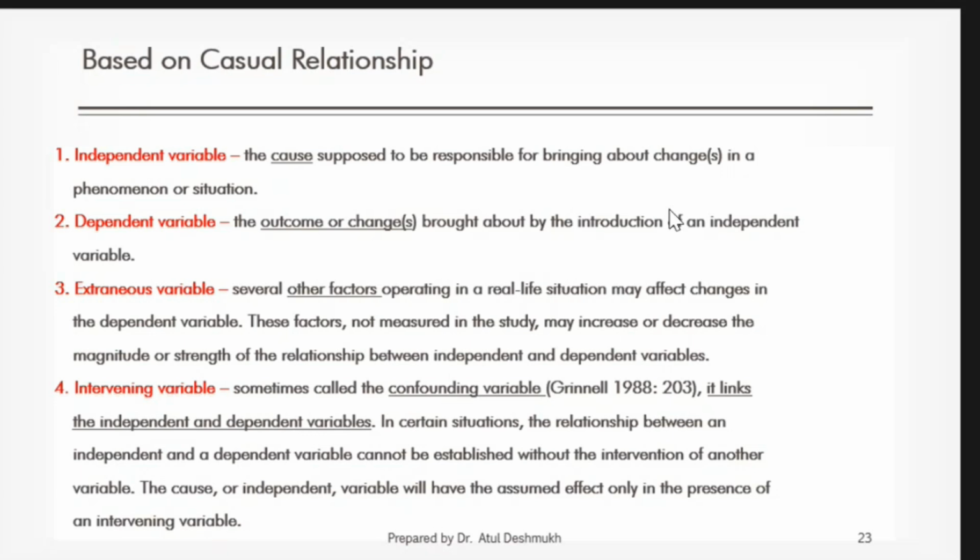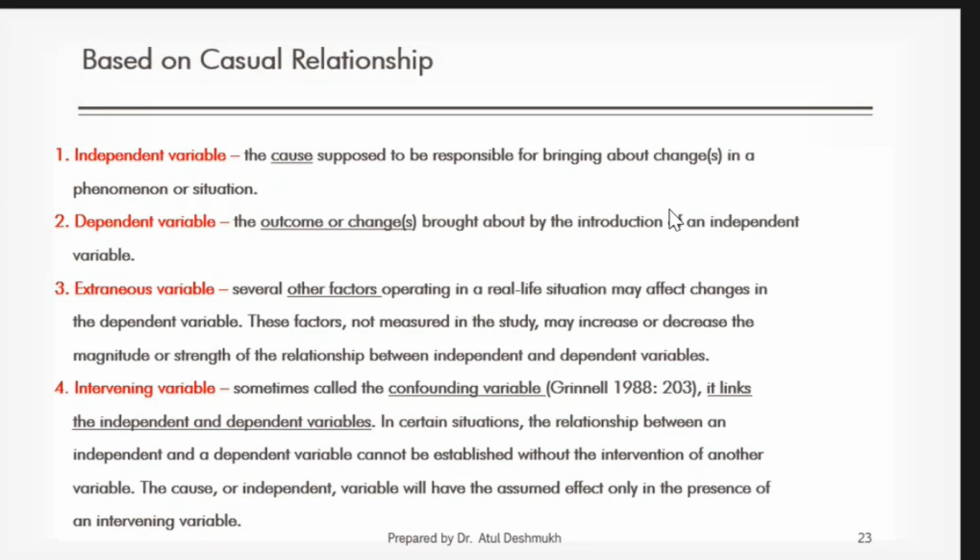Intervening variable is an important variable. See, I gave the example of three chemicals. Chemical A is the independent variable, chemical B is the dependent variable, and chemical C is the intervening variable. When I add chemical A to chemical B, you will not see any reaction. But when I add chemical C to the mixture of chemical A and B, you will see the reaction. So what is happening here? Chemical C is acting as a bridge or linking factor that links chemical A to chemical B. Chemical A will not have its direct impact on chemical B. It will have its impact only in the presence of chemical C, right? So chemical C is a very important factor here, the intervening factor.